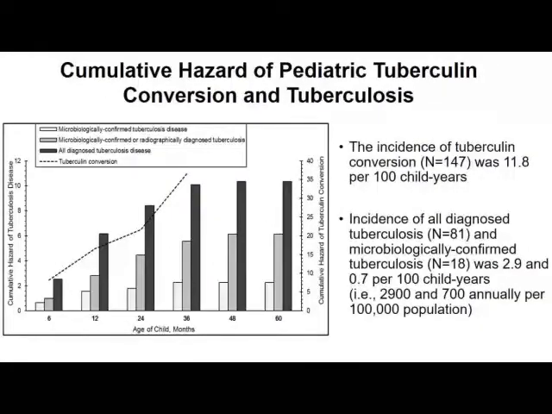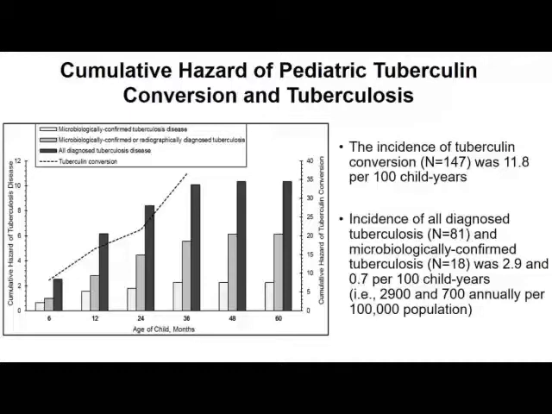So these are some of our results. This is cumulative hazard of both conversion and tuberculosis, and the 3 definitions of tuberculosis disease. You can see here is tuberculin conversion, and again, this is cumulative hazard, so it adds over time. And you can see this is the axis for tuberculin conversion. So we found very, very high rates of conversion in this population.